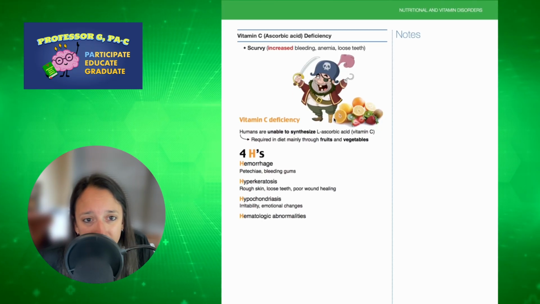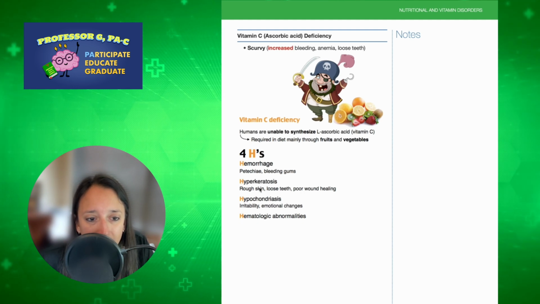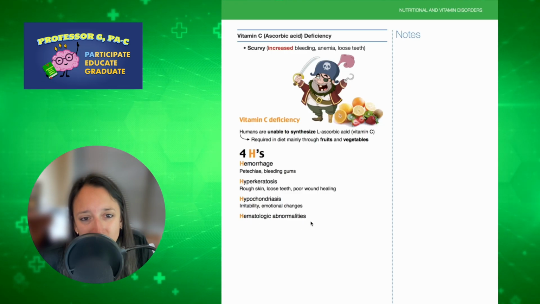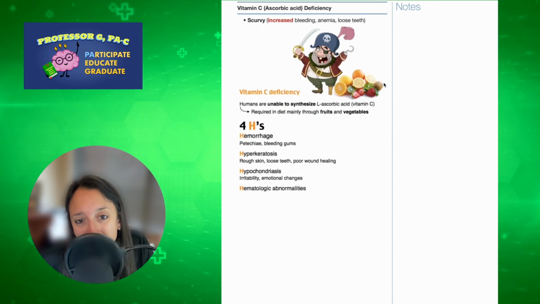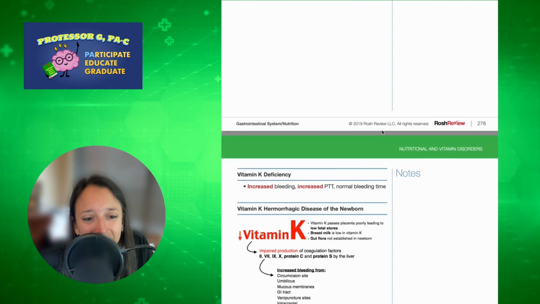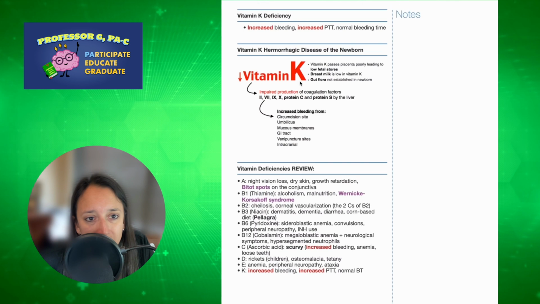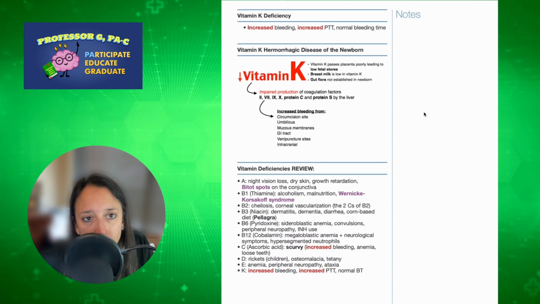Vitamin C is, I think, of pirates because it causes scurvy when we have a deficiency of vitamin C. We have what we call the 4 H's: hemorrhage, like petechiae and bleeding gums, hyperkeratosis, so rough skin, losing their teeth, hypochondriasis, and hematologic abnormalities. We see vitamin C in oranges and things like that, right? Vitamin K deficiency, we'll see increased bleeding and increased PTT with a normal bleeding time. We know vitamin K is involved in all of these different clotting factors, so look for increased bleeding time.